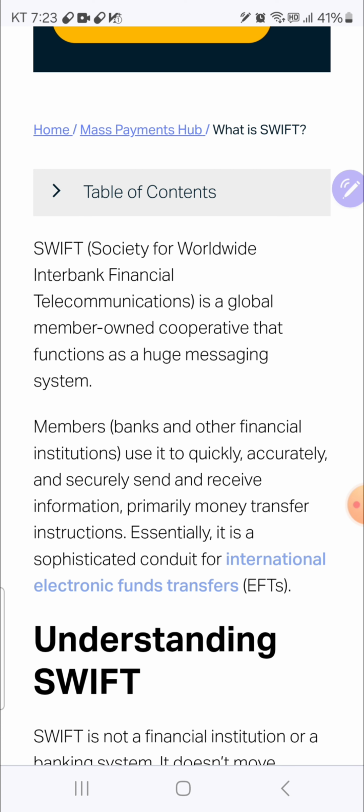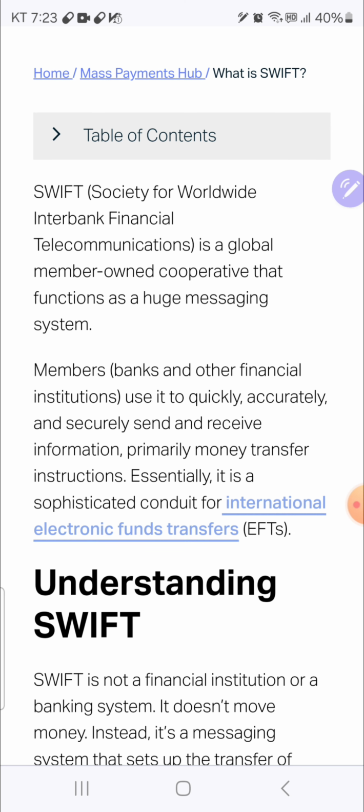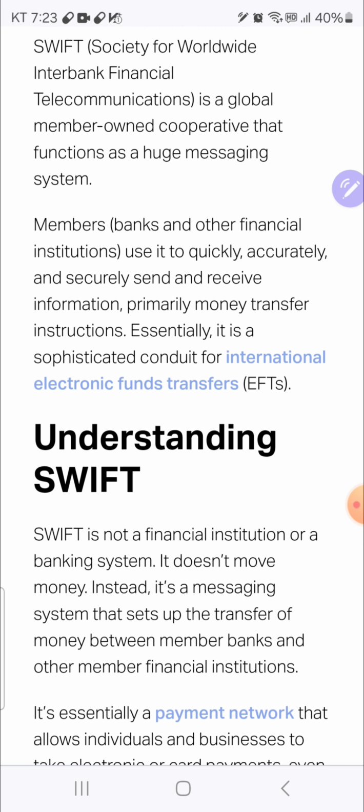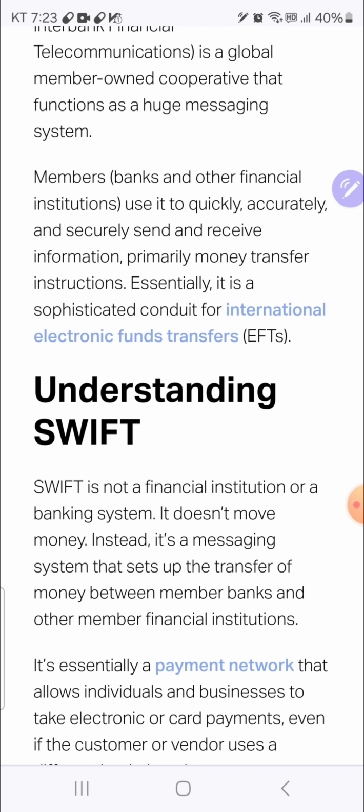SWIFT, Society for Worldwide Interbank Financial Telecommunications, is a global member-owned cooperative that functions as a huge messaging system. Members, banks, and other financial institutions use it to quickly, accurately, and securely send and receive information, primarily money transfer instructions. Essentially, it is a sophisticated conduit for international electronic funds transfers, EFTs, right? International electronic funds transfer, EFTs.